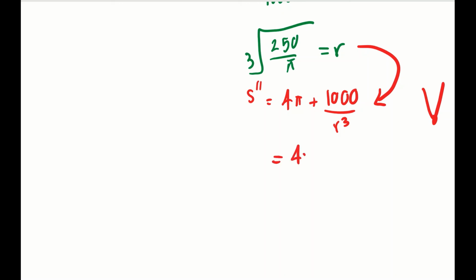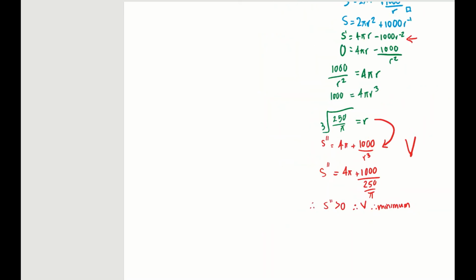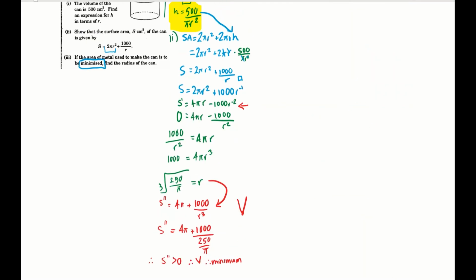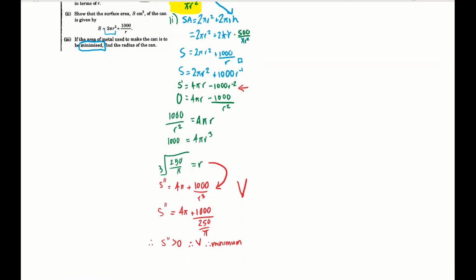If I sub in, I'm going to get 4 pi plus 1000 over the cube root, and the cube and cube root cancel each other, which is just 250 on pi. Cleaning all that up, I don't even have to show too much more. I can just say, therefore, it's going to be greater than 0. Therefore, smiley face. Therefore, minimum. And to finish off that question, I'm just going to say something along the lines of, therefore, the radius of the cube root of 250 on pi will give the minimum amount of metal needed.